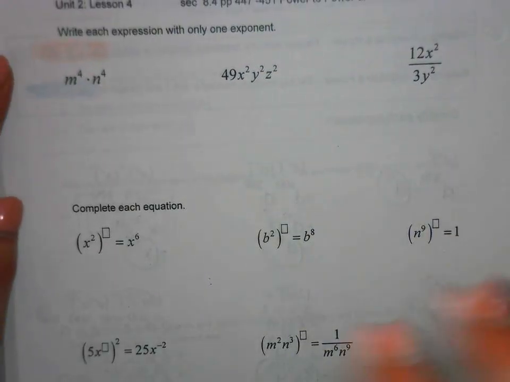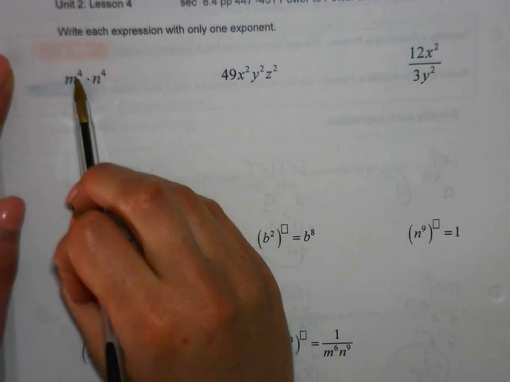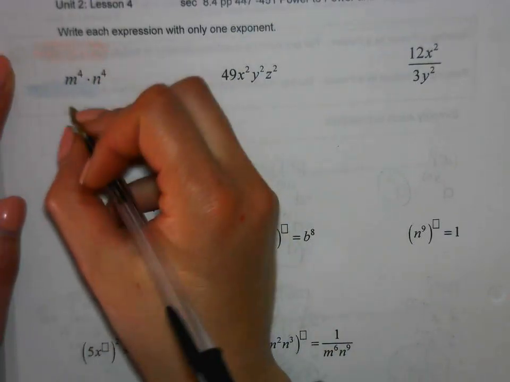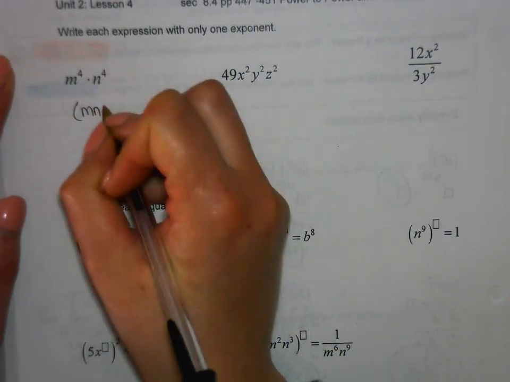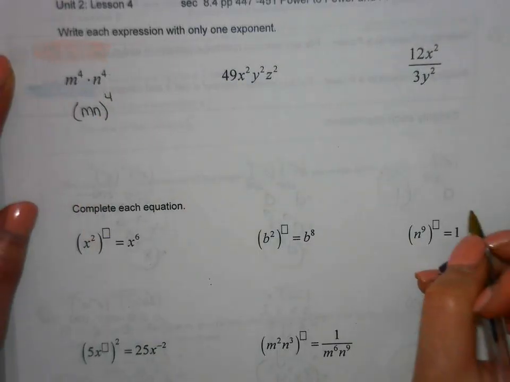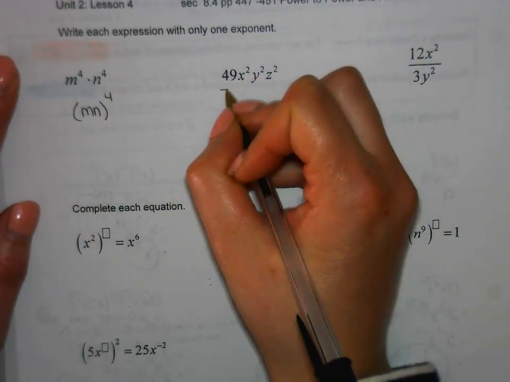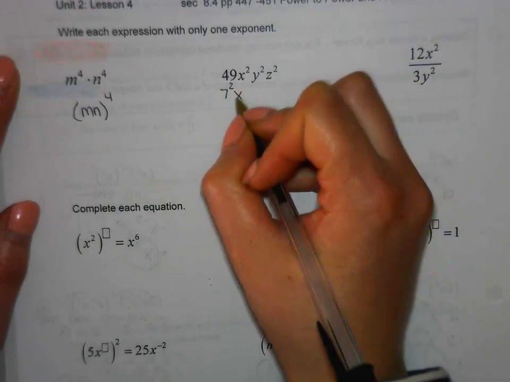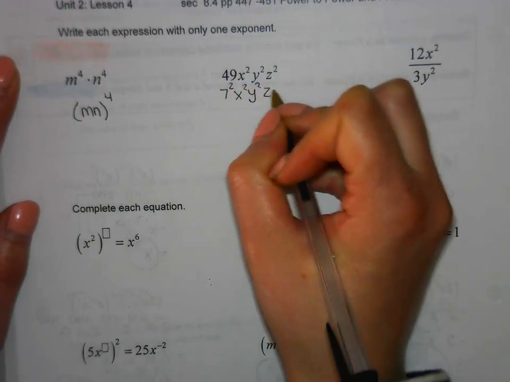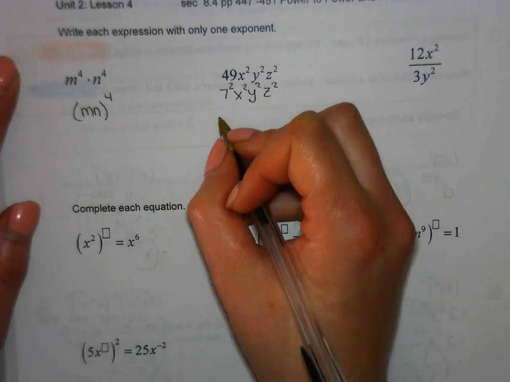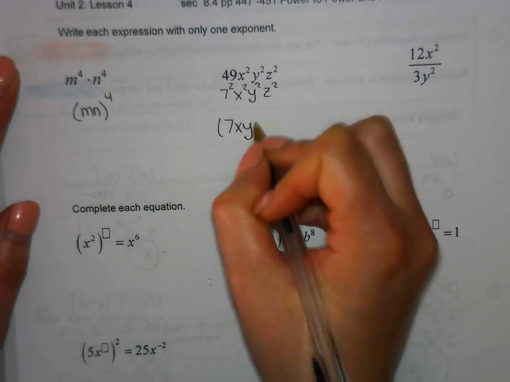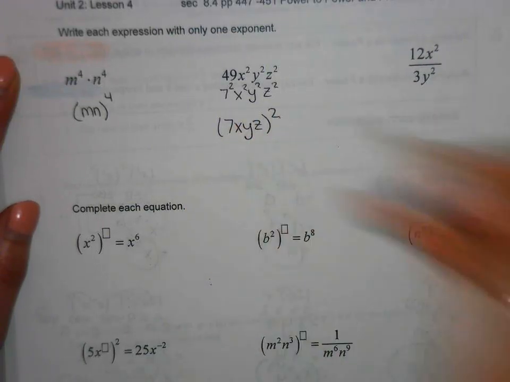Here we want to rewrite each expression with only one exponent. So here we are sharing the exponent of 4. So that means we have the product of m times n raised to the 4th power. 49 can be rewritten as 7 squared, x squared, y squared, z squared. So that means we have the product of 7 times x times y times z, all raised to the 2nd power.